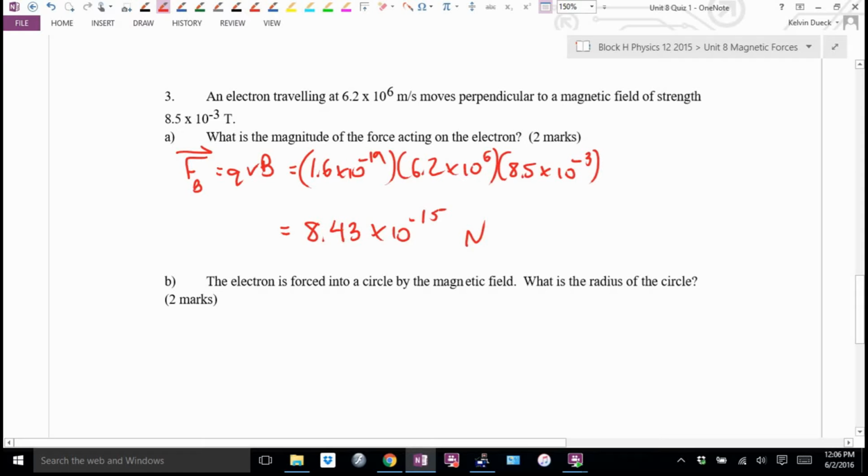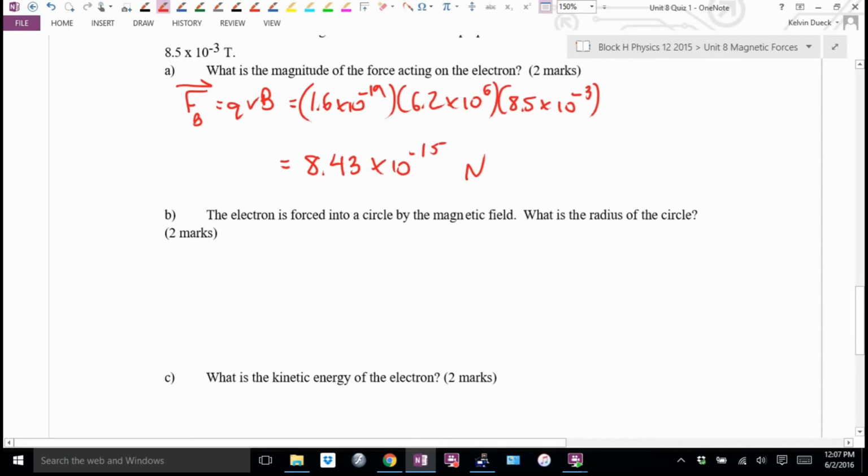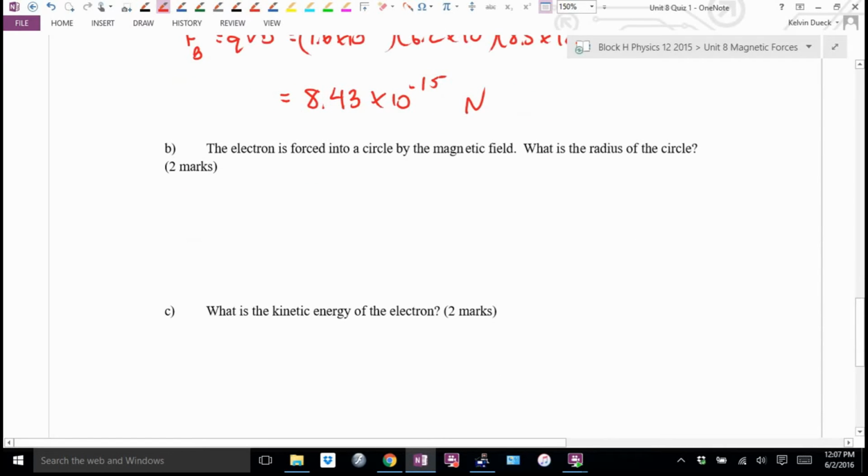Okay. B. The electron is forced into a circle by the magnetic field. What's the radius? I could use my answer from A to solve B, but I'm going to do it as though they gave me B to begin with. That's a hint because that's probably what I'll do on the test as well. I am going to ask you to find a radius, or I'm going to give you a radius and ask you to find one of the other things in the equation. Did I say radius? What path is this electron tracing out? A circle. That must mean that magnetic force is what's pushing me in a circle.